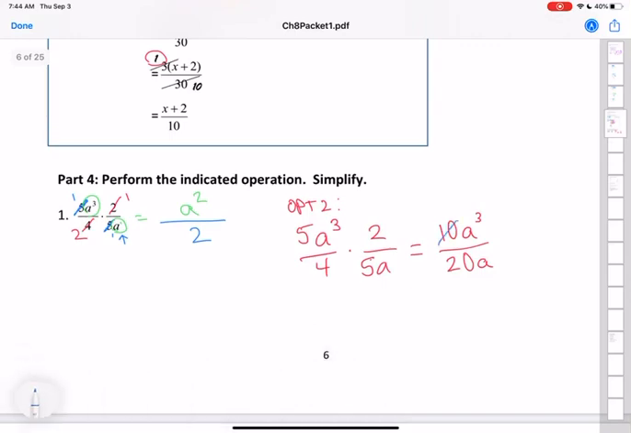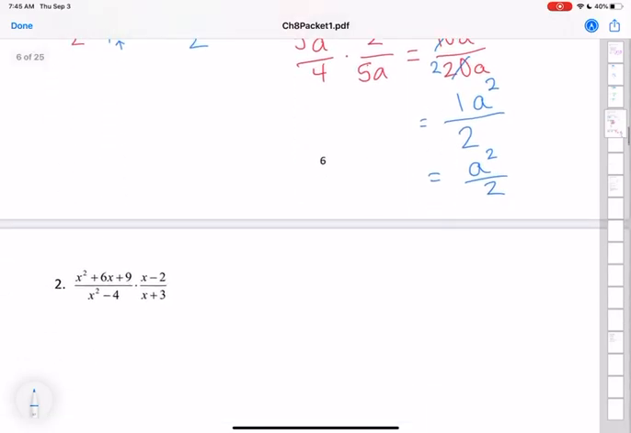20 over 10, 10 over 20 that is 1/2. So I have 1/2. I have an a cubed over the a, so subtract those, it leaves me with an a squared up top. And then you could rewrite it one more time just to make it look nice, a squared over 2, without that 1 hanging out. All right, awesome. Let's look at number 2.